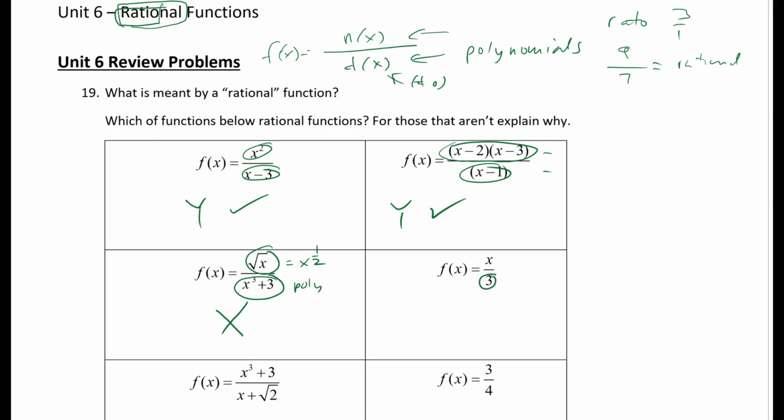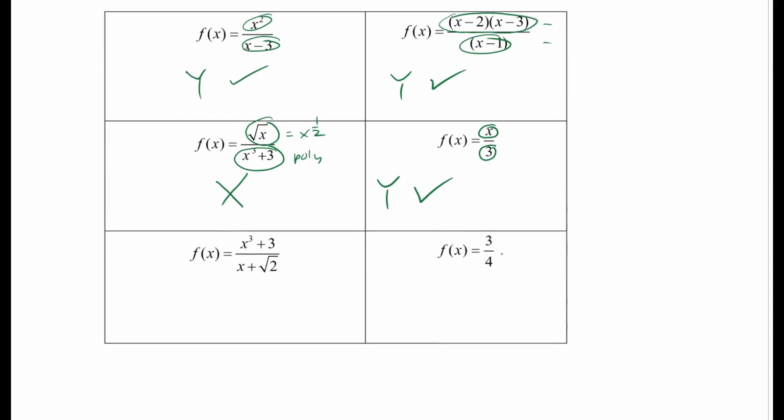Here, constants are polynomials. You can refer back to Unit 5 videos if that's not clear. x is a polynomial, and so, yes, this is a rational function. This is also a rational function. I know it seems odd that it's a constant, but I guess it technically does meet the definition. So this is just the function y equals 3/4, if you graphed it. But this could be written as 3x to the 0 over 4x to the 0. And so therefore this technically meets the definition of a rational function.